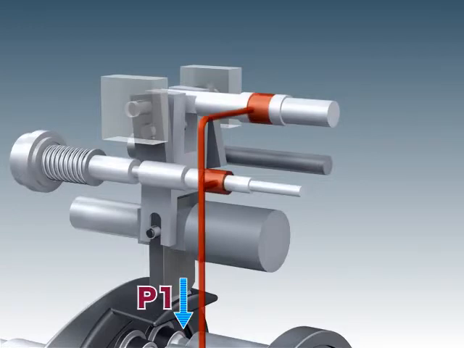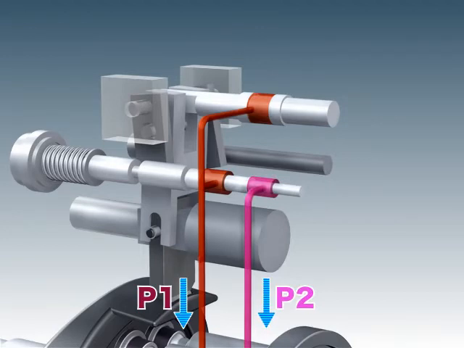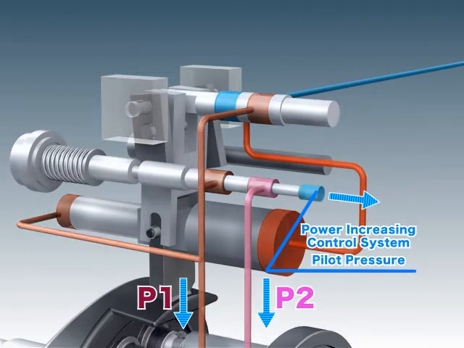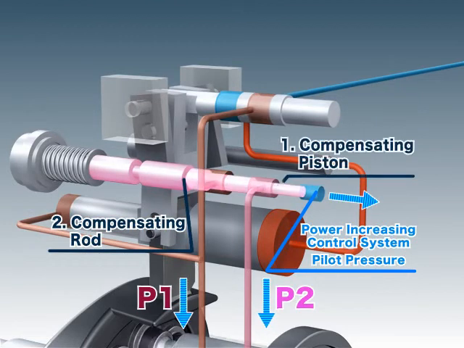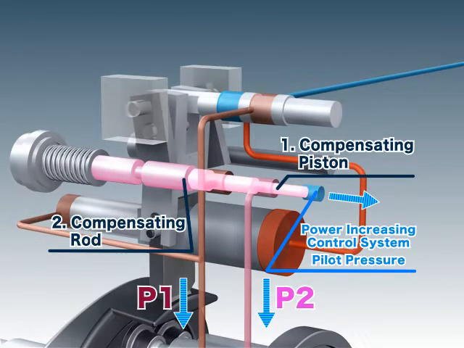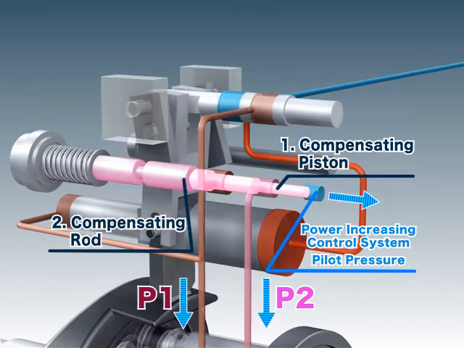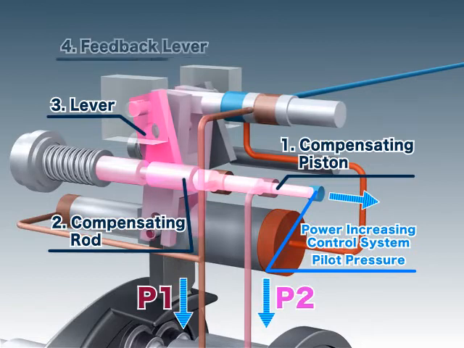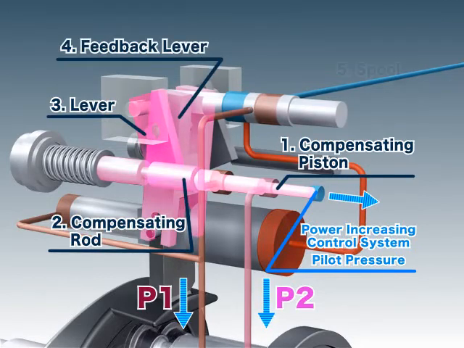When the delivery pressure of the pump P1 or of a companion pump P2 decreases, or when the pilot pressure is released by the power-increasing control system, the compensating rod and piston are pushed back by their springs. As the compensating rod moves, the lever rotates, moving the feedback lever, which in turn moves the spool.